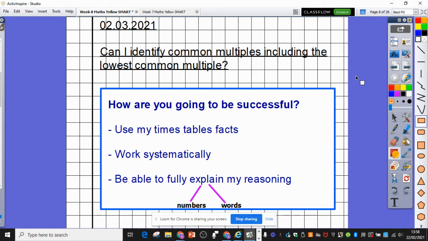So how are you going to be successful? Well, you're going to use your times table facts, you're going to work systematically, and you're going to be able to fully explain your reasoning. And you'll fully explain it using numbers and words to help you. So let's have a look at what we're going to do today.